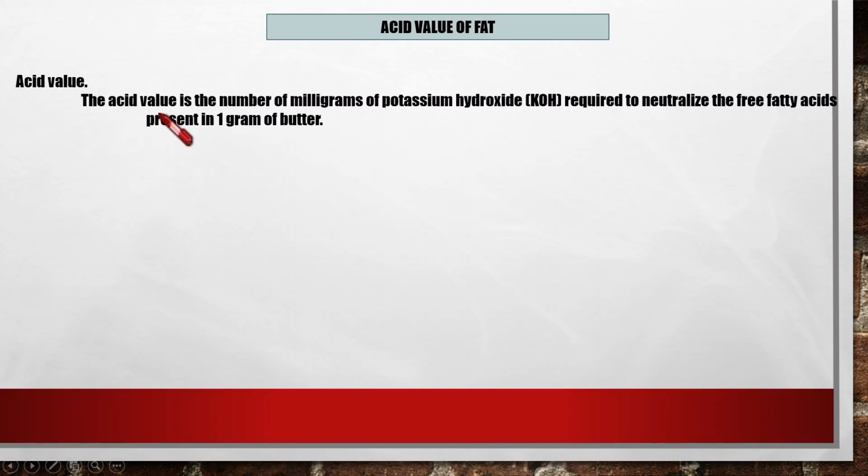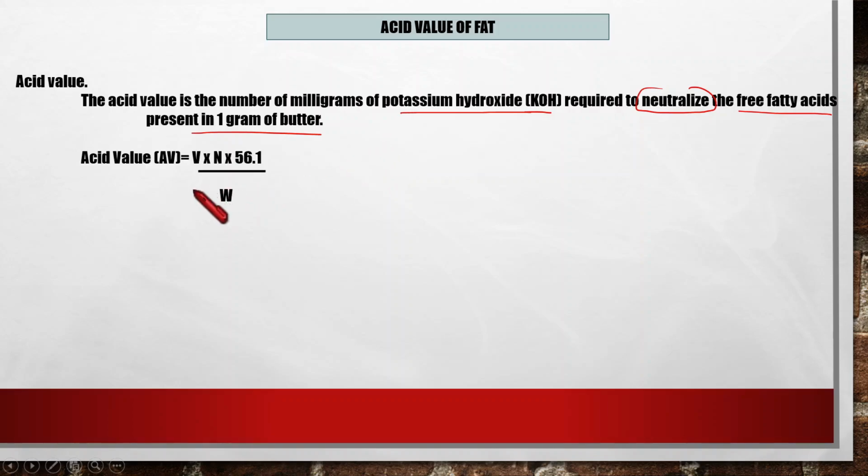Acid value is the number of milligrams of KOH, that is potassium hydroxide, required to neutralize the free fatty acid present in 1 gram of butter. So by this experiment, we can understand whether the butter that we have is fresh or spoiled or rancid. The equation for finding the acid value is V into N into 56.1 divided by W.